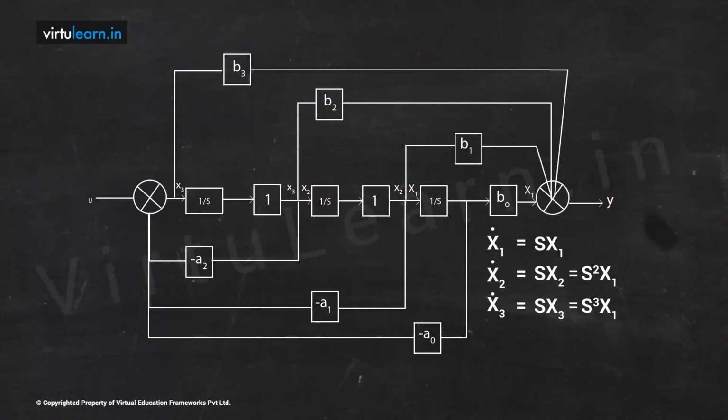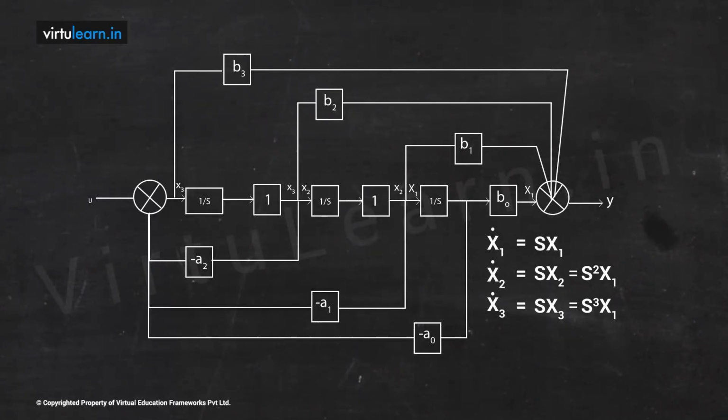Then again there are 3 feedback terms which are there. One is minus a2 s square x1. So s square x1 is available, and you connect minus a2 to this. Similarly from sx1 we need to connect minus a1, and from x1 we can connect minus a0. So this way we can connect all the loops.